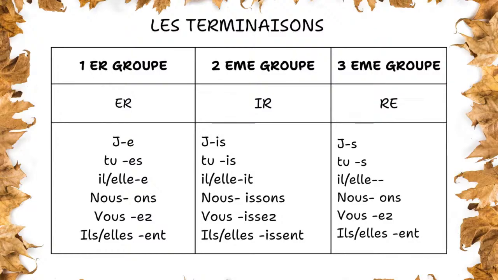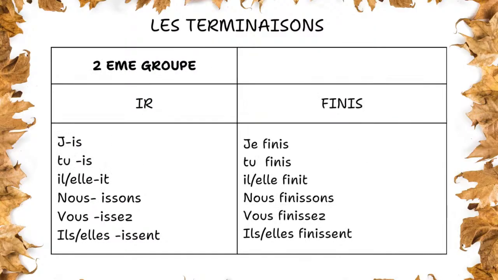Premier groupe: je, e; tu, es; il, elle, e; nous, ons; vous, ez; ils, elles, ent. Les verbes en IR: je, is; tu, is; il, elle, it; nous, issons; vous, issez; ils, elles, issent. Et puis, troisième groupe, les verbes en RE, on va ajouter: je, s; tu, s; il, elle, rien; nous, ons; vous, ez; ils, elles, ent.